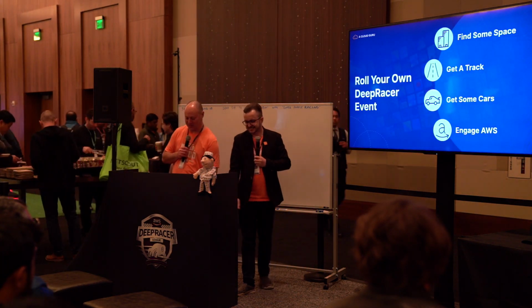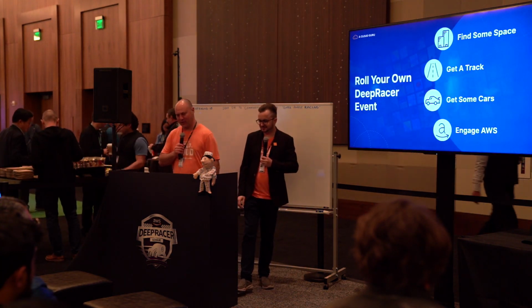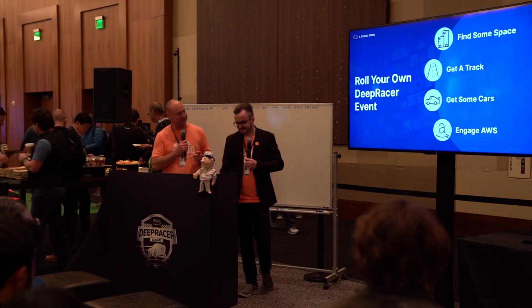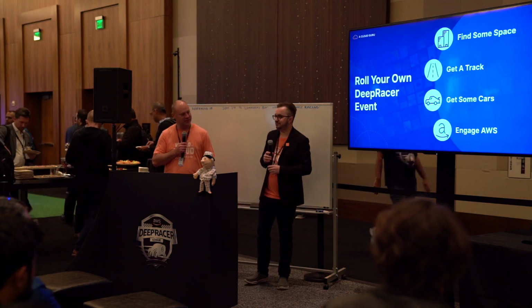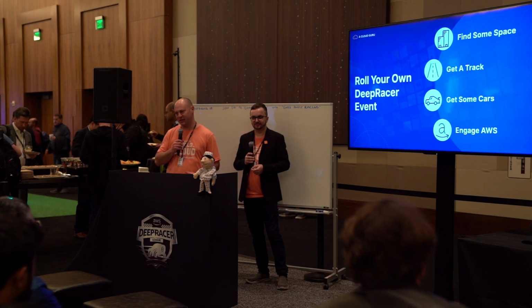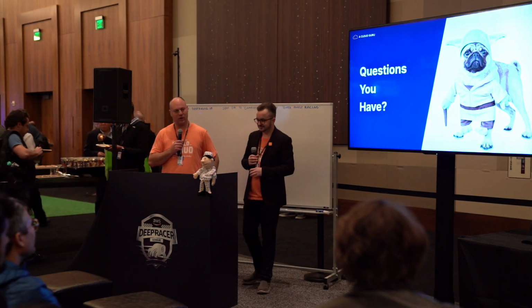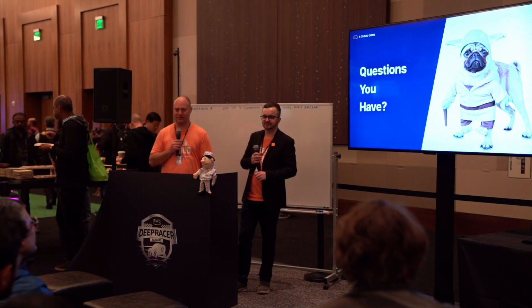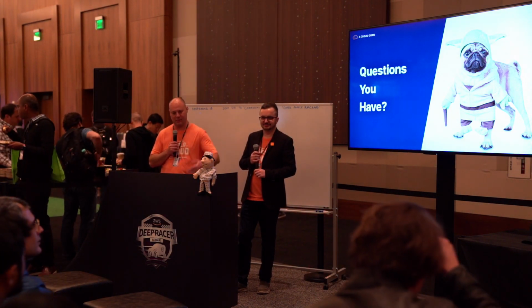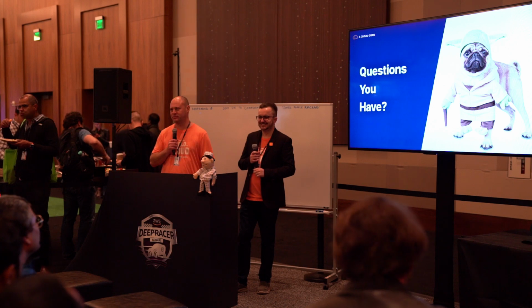All right, so 4 easy steps. Get some space, get a track, get some cars, engage AWS, then you can profit, right? So, what questions, if any, do we have that we can answer for you? The puppet will also be taking questions too.